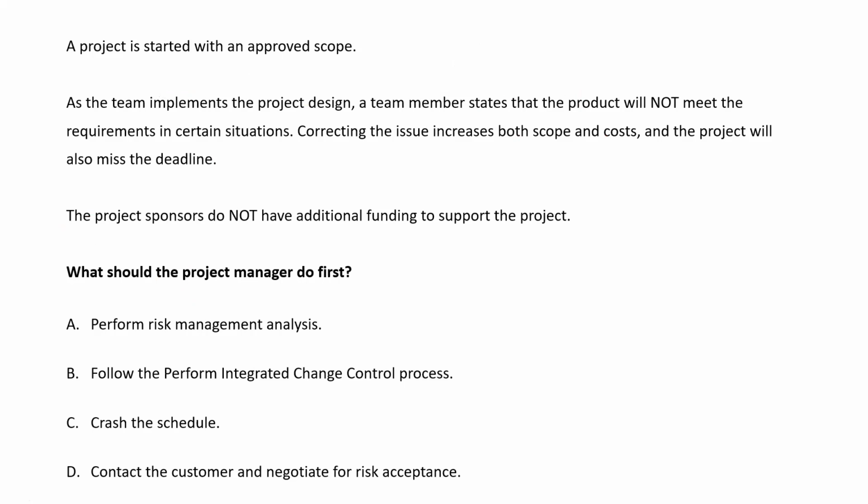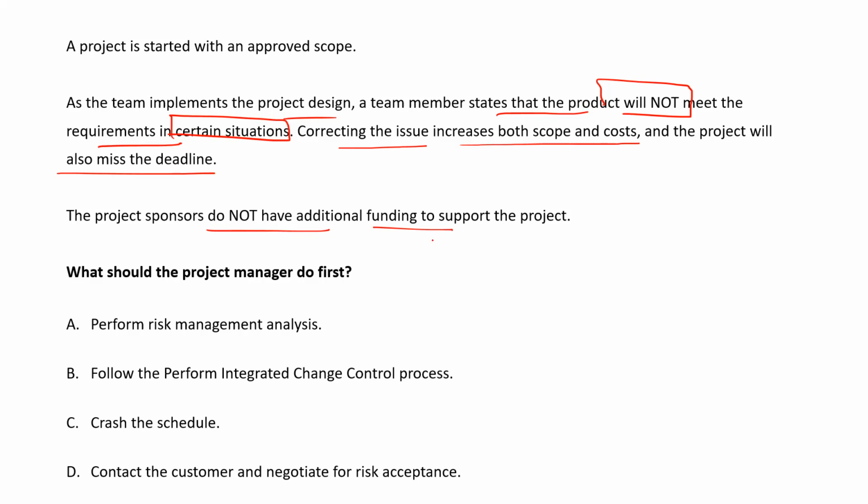A project is started with an approved scope. As the team implements the design, a team member states that the product will not meet the requirements in certain situations. Correcting the issue increases both scope and cost, and the project will also miss the deadline. The project sponsors do not have additional funding to support the project. What should the project manager do first?